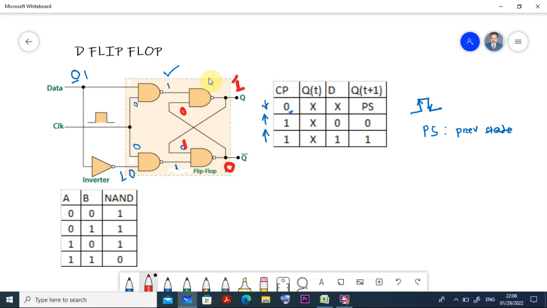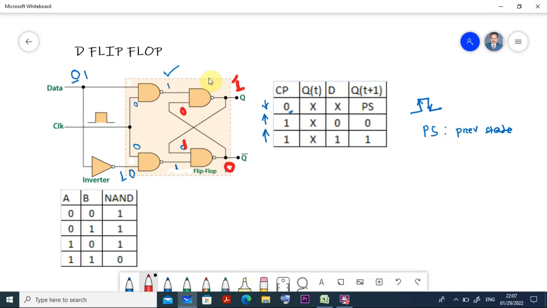returned. That means when the clock pulse is equal to 0, whatever the value of d you provide, and what is Qt? Qt is the previous output, and what is Qt plus 1? It is the current output. That means it is the previous state. What is there stays as it is. If 0 is there, 0 will be there. If 1 is there, 1 will be there also.